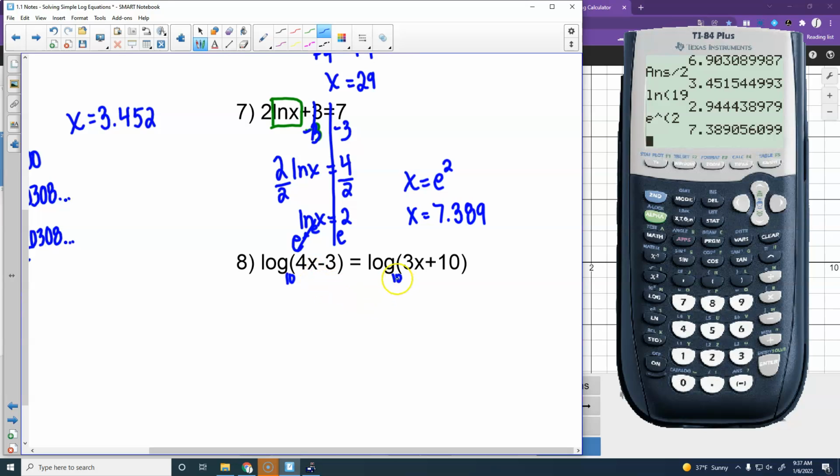So these have a base of 10. So if we do 10 to that power on both sides, it's going to cancel both of the logs out, right? Because everything's on the inside of those logarithms, we can just raise both sides to that 10th power to make both sides that power of 10, and you're just going to have 4x minus 3 equals 3x plus 10.